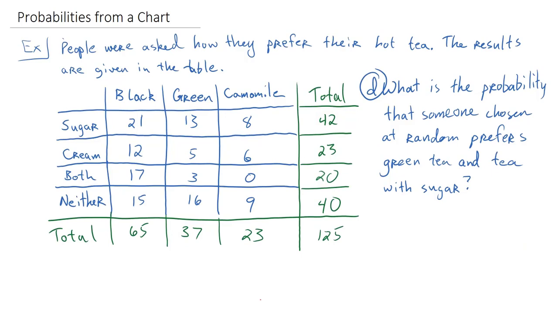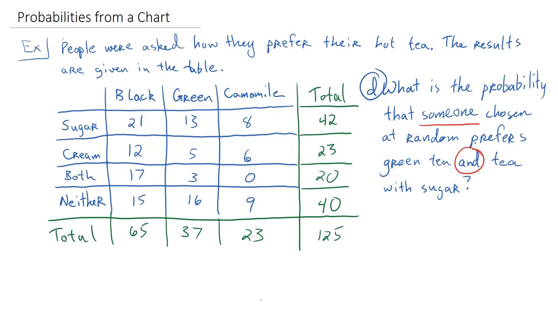Now, when you're dealing with AND probability, it's important to note that this is one event. We're selecting one person, and I know that because it says, what is the probability that someone chosen at random? That's one thing happening. So our keyword is AND. And this is different than the probability of multiple events, and that uses the word AND as well. So you want to make sure you're dealing with one event here. So what's the probability that someone chosen at random prefers green tea and tea with sugar?